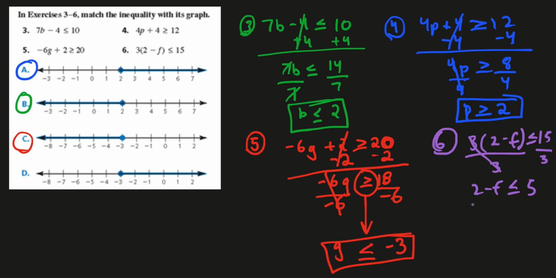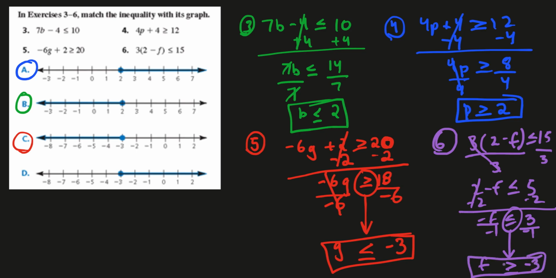And then if we subtract 2, negative f is less than or equal to 3. What we can do is now divide by -1. Whenever we divide or multiply by a negative number, we switch. So less than or equal to becomes greater than or equal to, and then f is greater than or equal to -3. That's our answer for this one. All right, so that's of course going to be this one.